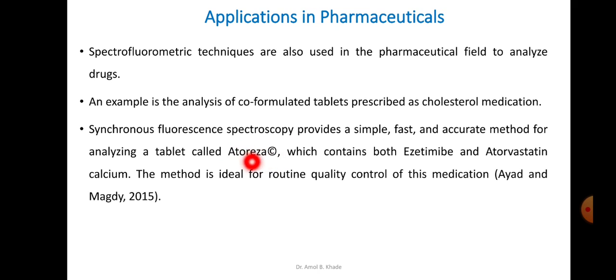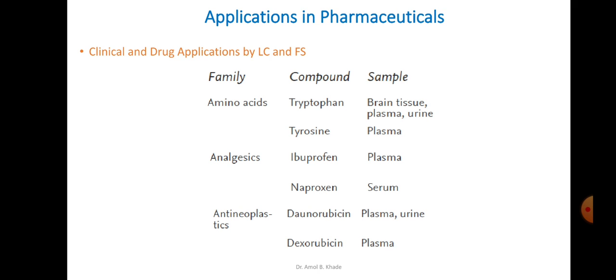Now this Atoriza tablet usually contains a combination of two drugs, that is ezetimibe and atorvastatin calcium. These two drugs can be very easily analyzed by fluorescence spectroscopy, and this is one of the ideal methods for the routine quality control check used for this particular medication. We even find in some official monographs that fluorescence spectroscopy is listed for determination of percentage purity of such formulations. We can also have applications of fluorescence spectroscopy in clinical samples.